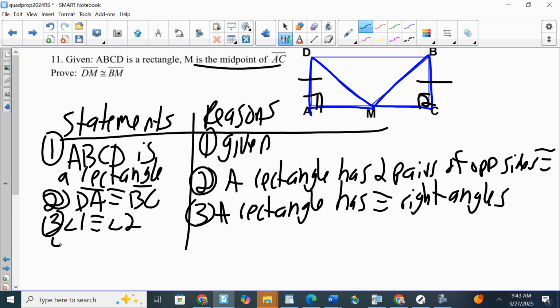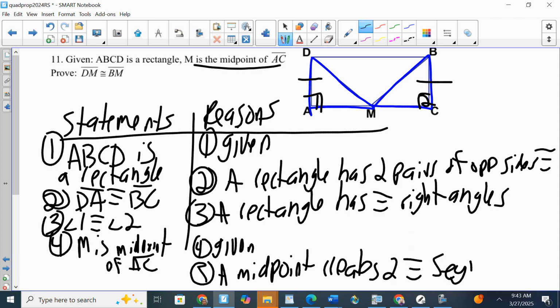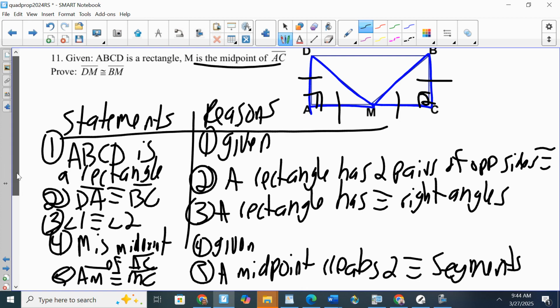I've got another given. I have 2 pairs of things congruent. I need 3. M is the midpoint of AC, given. A midpoint creates 2 congruent segments, so I do that mini proof. AM is congruent to MC. Now I have three pairs of things congruent. That's what I want. So now I can state the triangles are congruent.